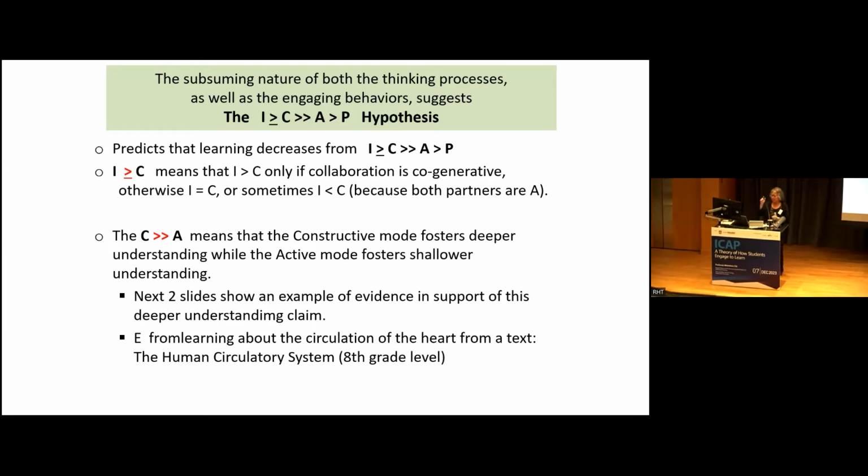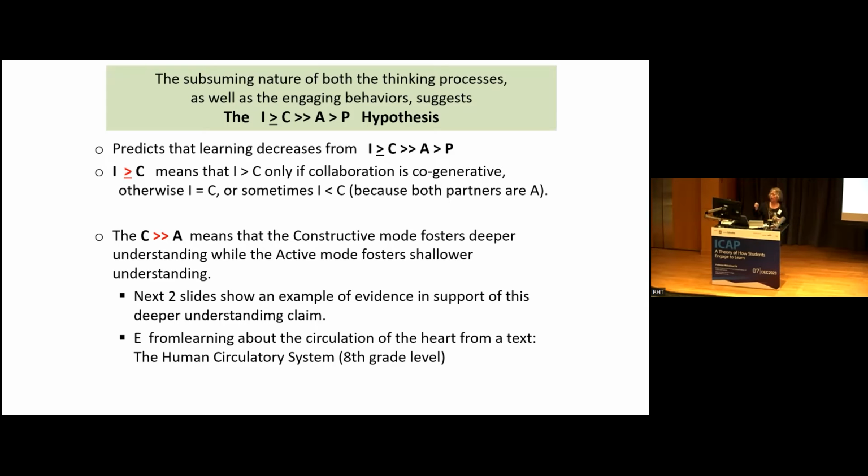So again, to repeat what we said earlier, I is greater than or equal to C means that I is greater than C only if collaboration is co-generative. Otherwise, I is equal to C. Sometimes an I could be less than C, because both partners are active. C is much greater than A means that the constructive mode fosters deeper understanding, while the active mode only fosters shallow understanding. So I'm going to show you the next two slides from old data on self-explanation that I collected to illustrate why I'm able to say that being constructive generates deeper understanding.